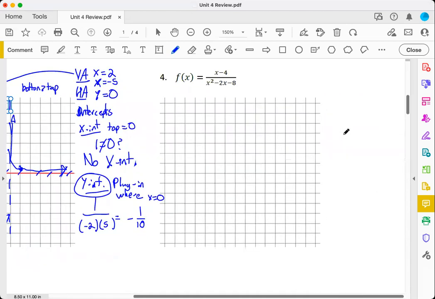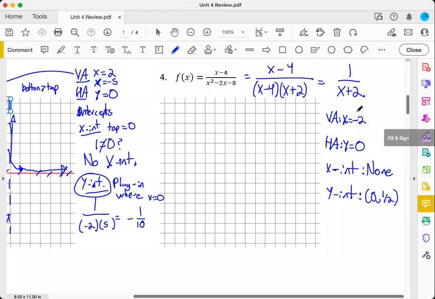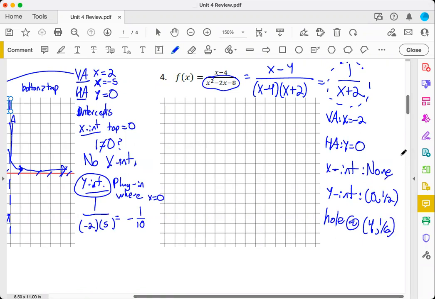I'll give you a moment to try 4 because I think that one's pretty simple when you simplify it all out. So if you simplified this correctly, you should be able to notice x squared minus 2x minus 8 can be factored to this. You can then cancel an x minus 4. And all you have to do is graph this, with the exception of now there's going to be a hole at the root of this, which would have been 4. And if you map this out where x is 4, it's going to produce 1/6. So all of these features should be enough for you to graph that out on your own.